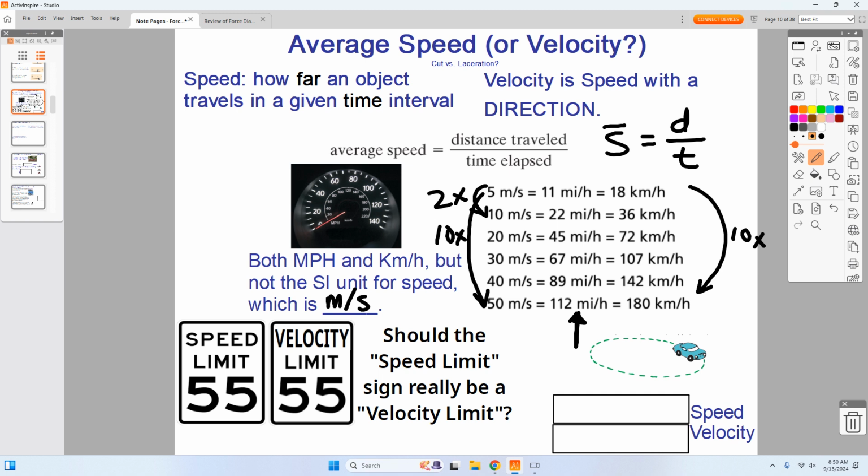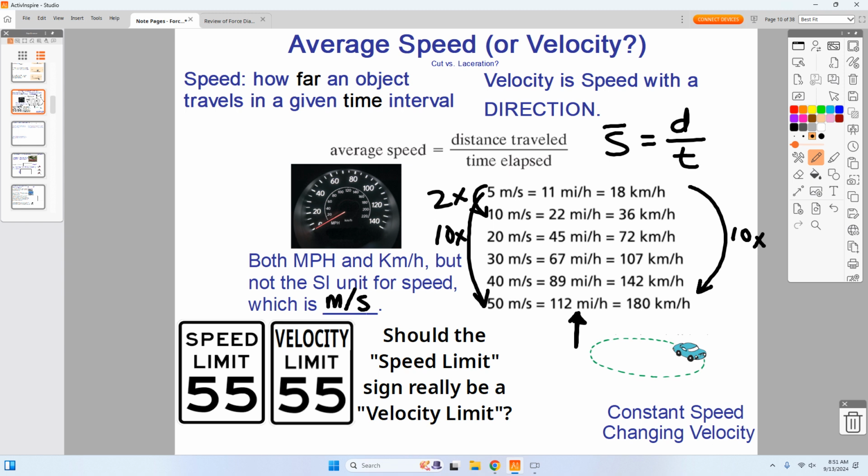An object that is moving around in a circle could be traveling at a constant speed, but because its direction is changing, we would say that it's not a constant velocity. We would say it's a change in velocity. Changing velocity requires unbalanced forces. So if we're turning, we have to have some forces there to be able to do that.